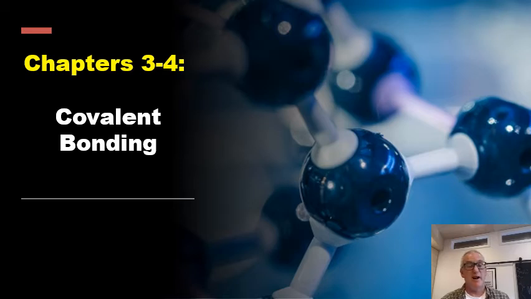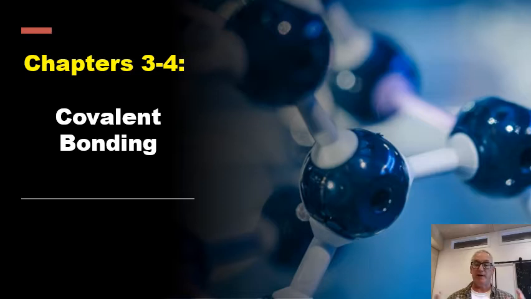Okay, so we talked about ionic bonding. Now we're going to talk about covalent bonding. The difference between ionic and covalent is that with ionic bonds, you have a metal which gives electrons away, and a nonmetal which takes them. When you give electrons away, you form a positive ion. When you take electrons away from somebody, you now have more electrons than protons, and you have a negative ion.